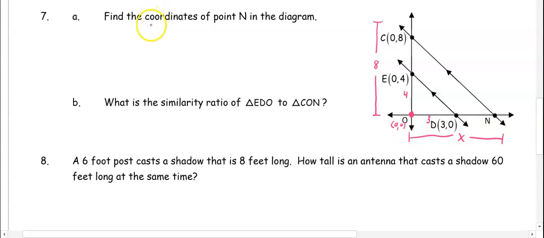So when we set up our proportion, I'm going to do 4 over 8 is equal to 3 over x. So as we cross multiply, 4x equals 24. When we divide, x is 6. So if the distance from O to N is 6 units along the x-axis, our coordinate would be 6, 0. Then what is the similarity ratio? So EDO is the smaller triangle. So we have a side 4 over 8, which reduces to 1/2.